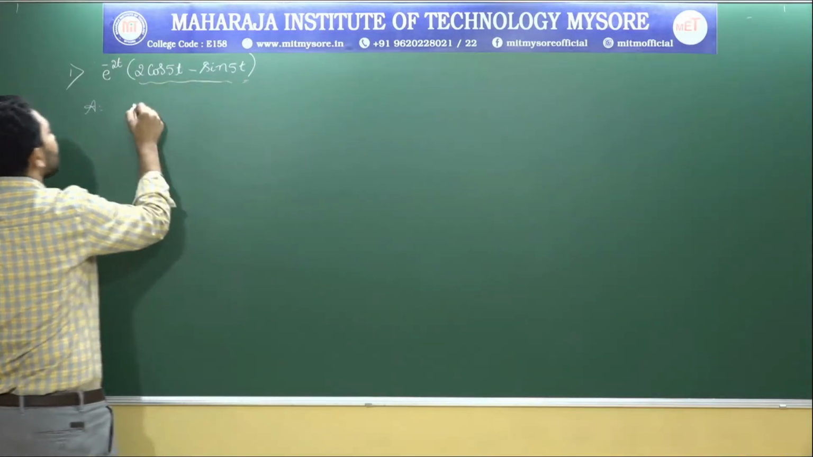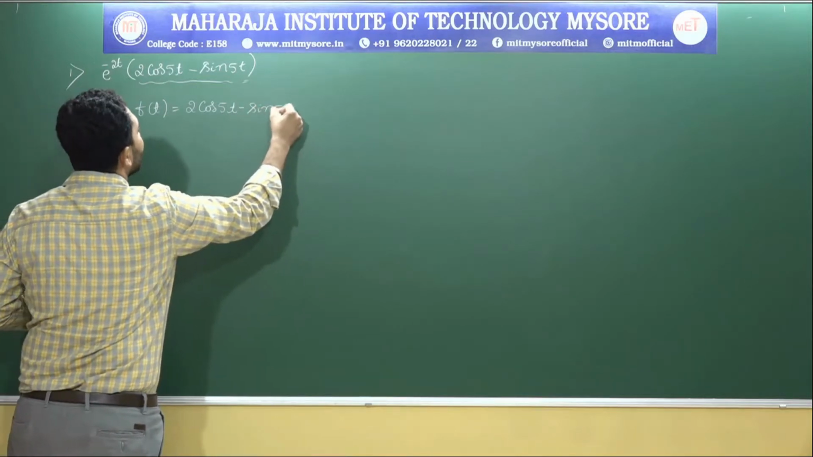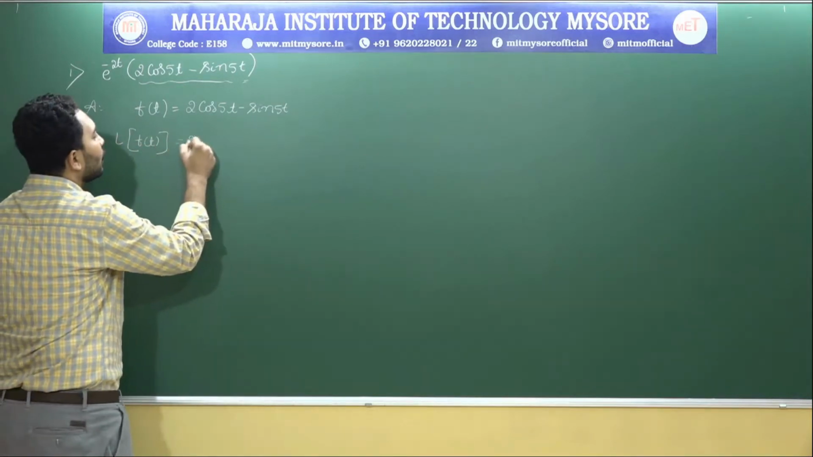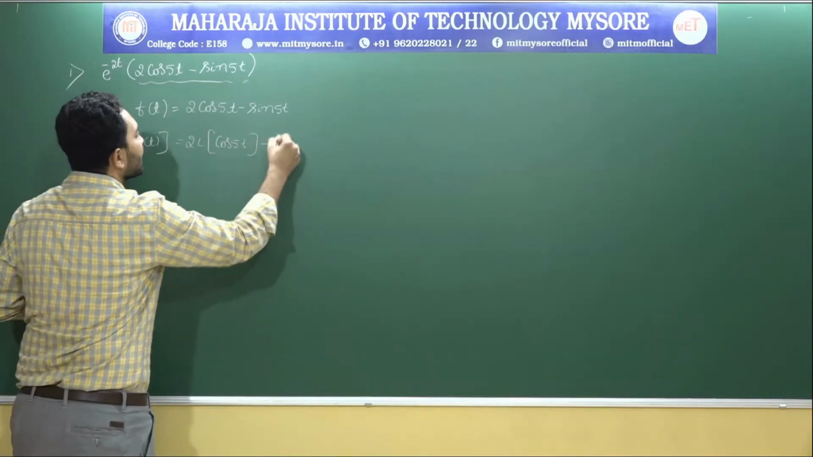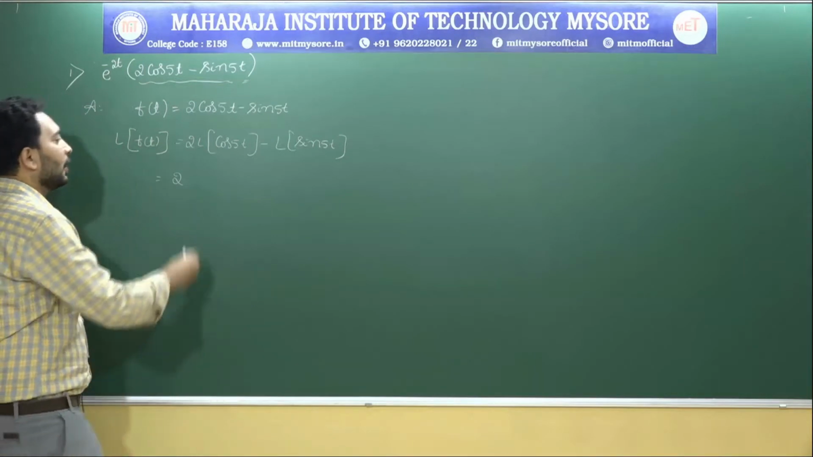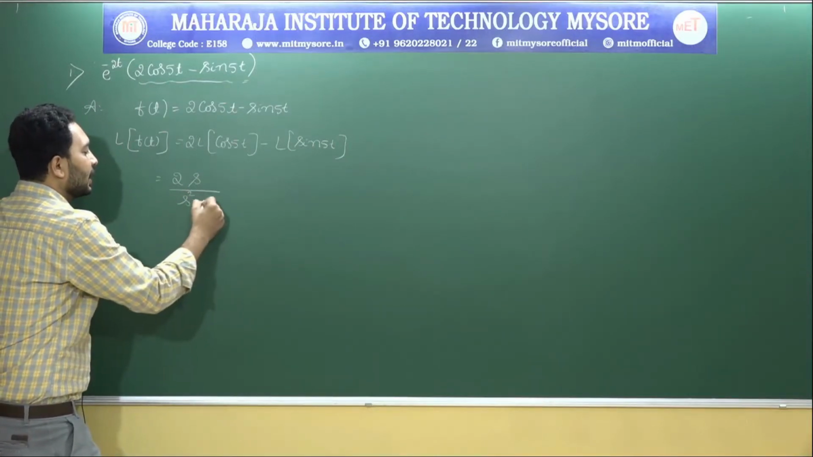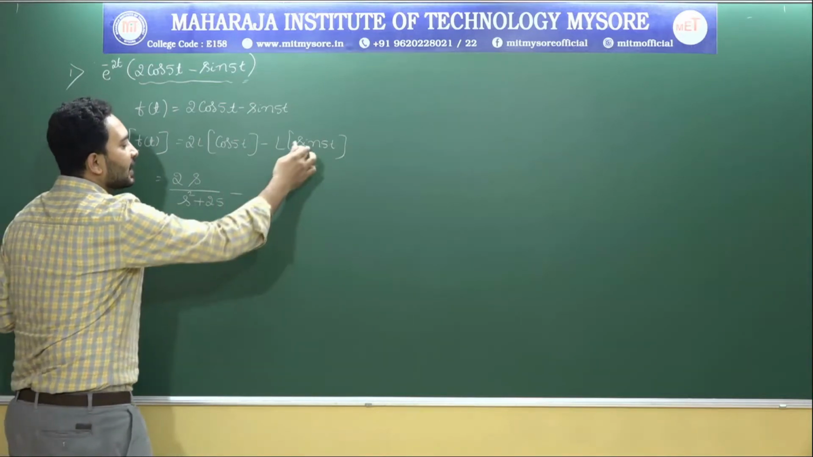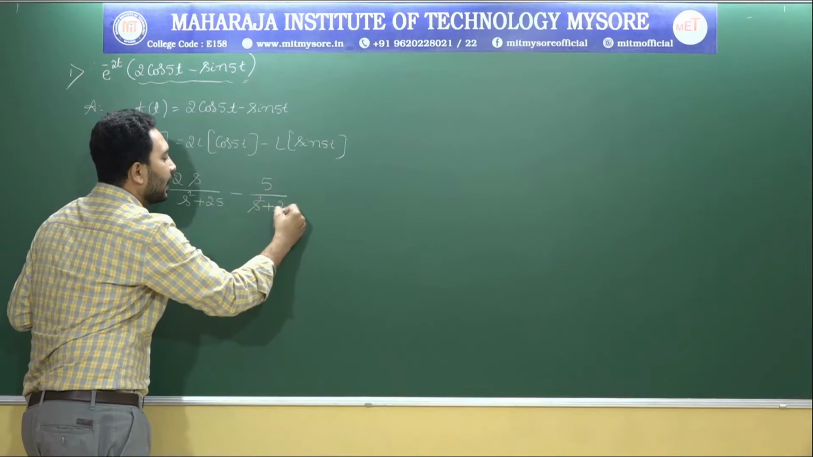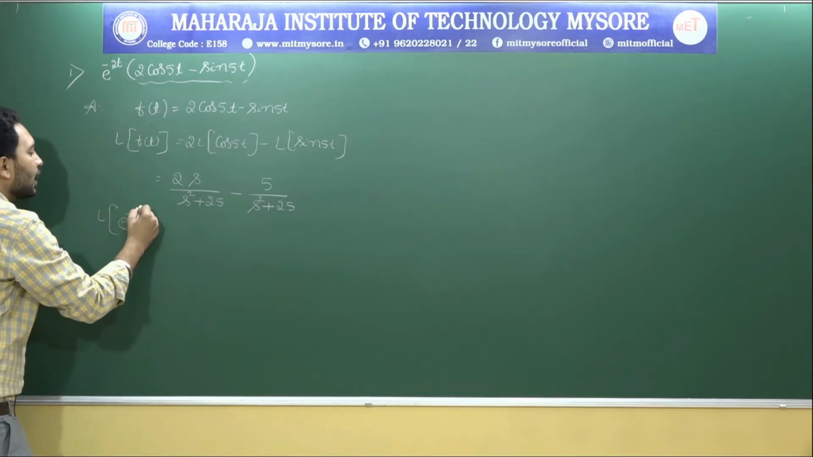I will take this as f of t. f of t equals 2 cos 5t minus sin 5t. Then what is the Laplace transformation for this? Laplace of f of t equals 2 into Laplace of cos 5t minus Laplace of sin 5t. We know Laplace of cos at is s divided by s square plus a square. By using that, we have 2 into s divided by s square plus 5 square, which is 25, minus Laplace of sin 5t, which is a divided by s square plus a square, so 5 divided by s square plus 25. So this is our f bar s, but we require e power minus 2t into f of t.